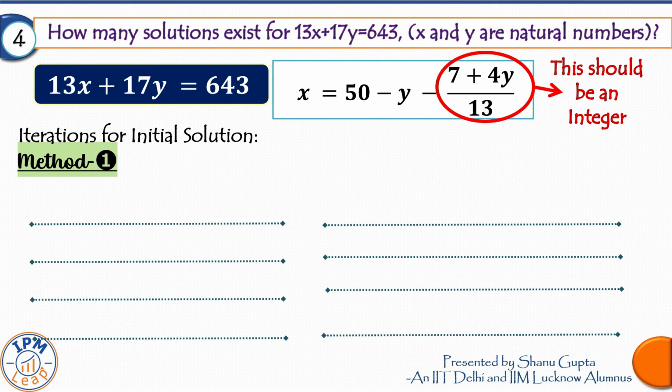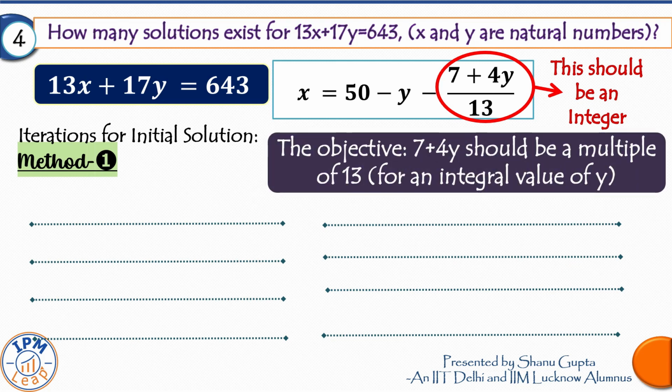Let's perform iterations for the initial solution. At this stage, I would like to teach you one more special trick, the trick of doing iterations faster. During the iterations, our objective is to get an integer value of y such that 7 plus 4y is a multiple of 13. And in the usual way of doing these iterations, let's call it method 1, we start with the smallest possible value of y, that is y is equal to 1, and try out next and next values till we get a solution, isn't it? For y is equal to 1, 7 plus 4y is equal to 11. 11 is not a multiple of 13.